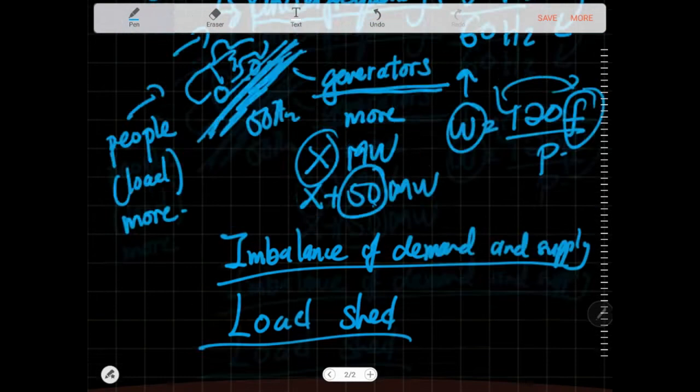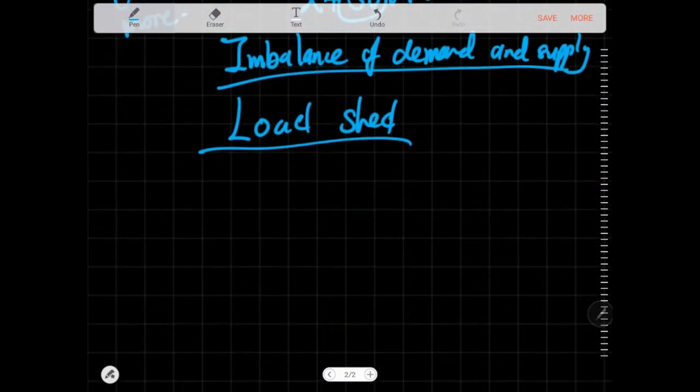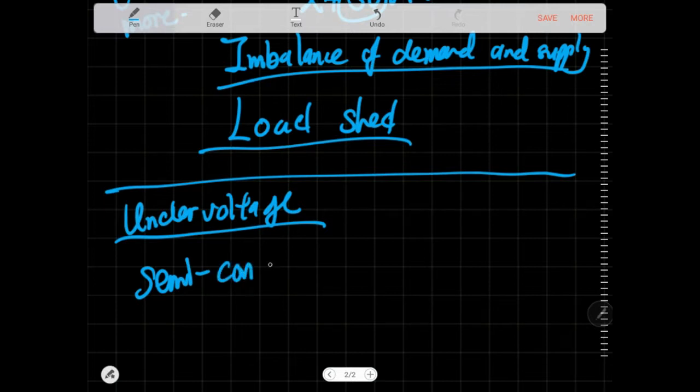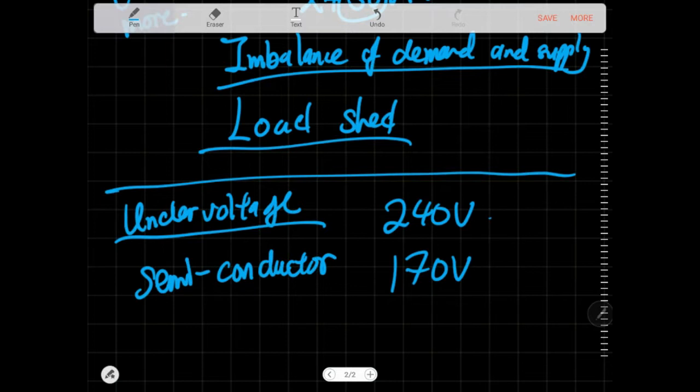Number two, what are the symptoms of the bad thing? Other than under frequency, what you want to look at is under voltage. Under voltage is pretty bad too, in the sense that it will mostly affect the manufacturing companies, the semiconductor companies, who are going to suffer the most. Say a voltage of 240 volts suddenly drops to maybe 170. You're like, holy God, because it's normally just plus or minus 10%, I think something like that.